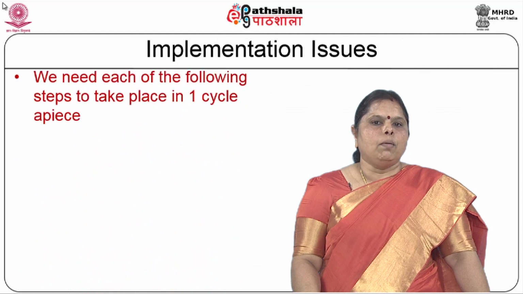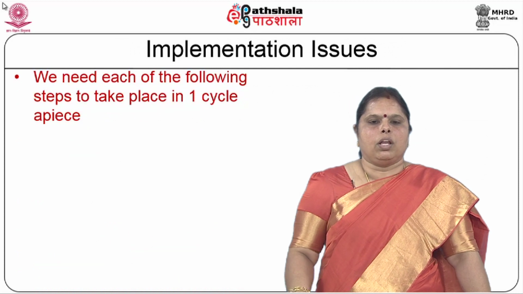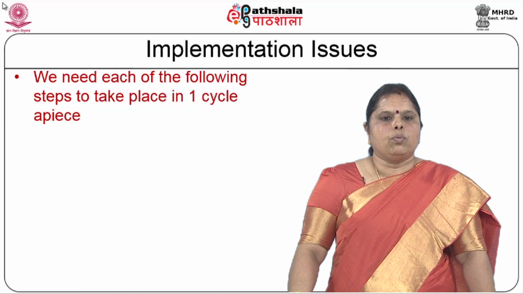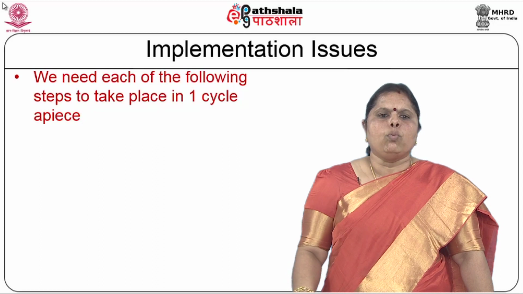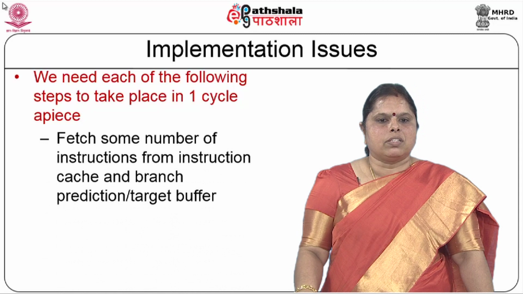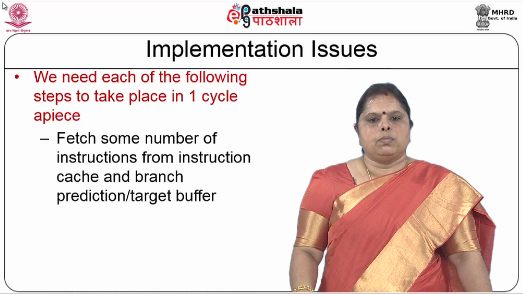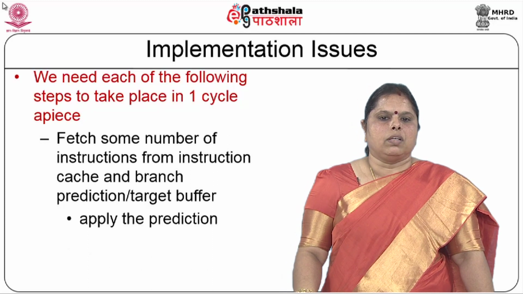Now, if you look at the implementation issues, there are a number of implementation issues and design issues that we will have to look at. We know that we need to have each of the following steps take place together in one single clock cycle. For example, you will have to fetch some number of instructions from the instruction cache and the branch prediction or target buffer, because we are looking at issuing multiple instructions every clock cycle.